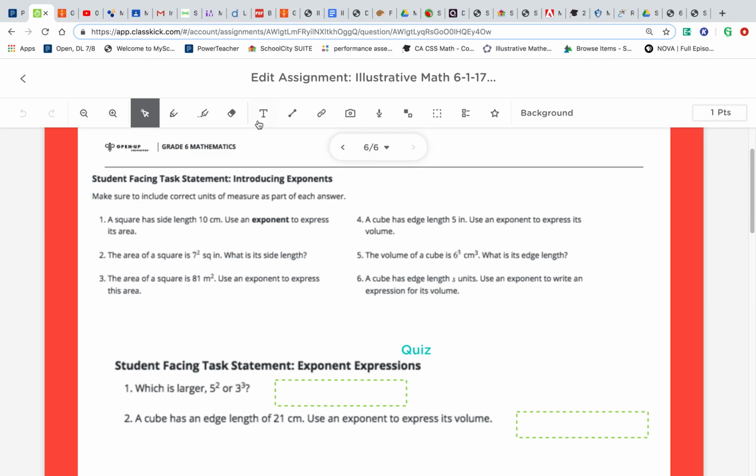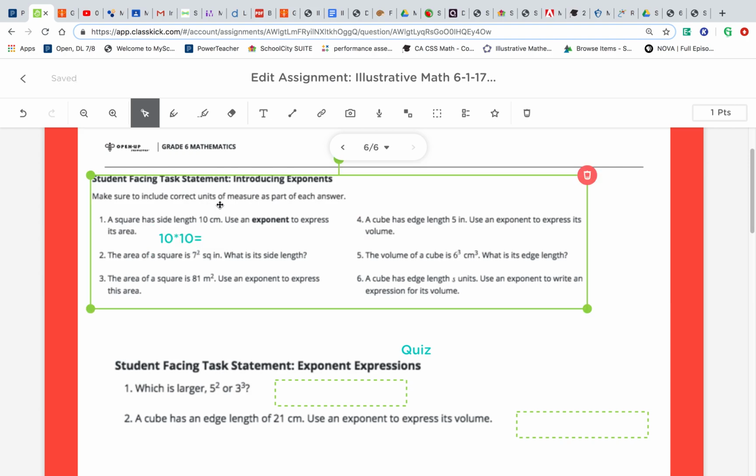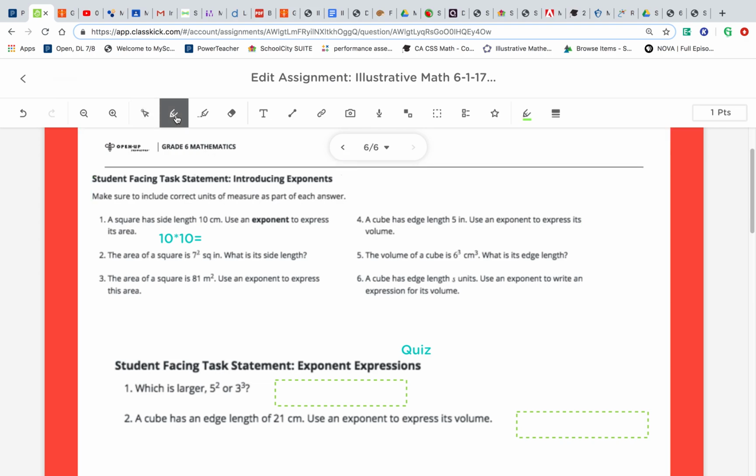Okay, so we can think about that. We can say, all right, it's 10 times 10, but it asks us to use an exponent to express that. So what we need to do, I'm going to use the little drawing tool here. And 10 times 10, if you look here, they're multiplying times each other, and there's two of them. So we would call that 10 to the power of 2, or 10 squared.